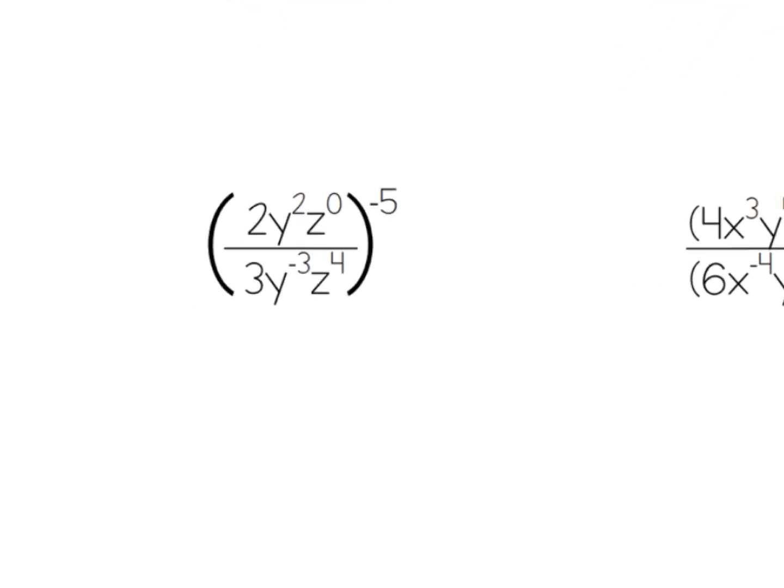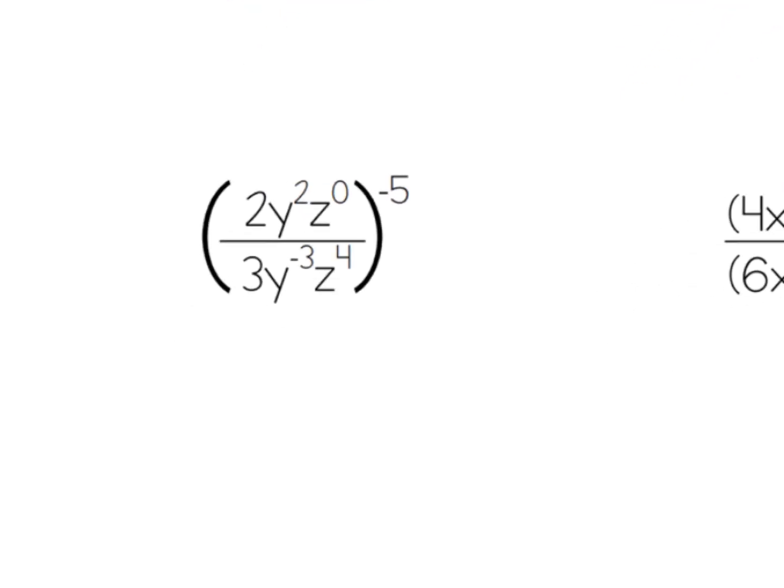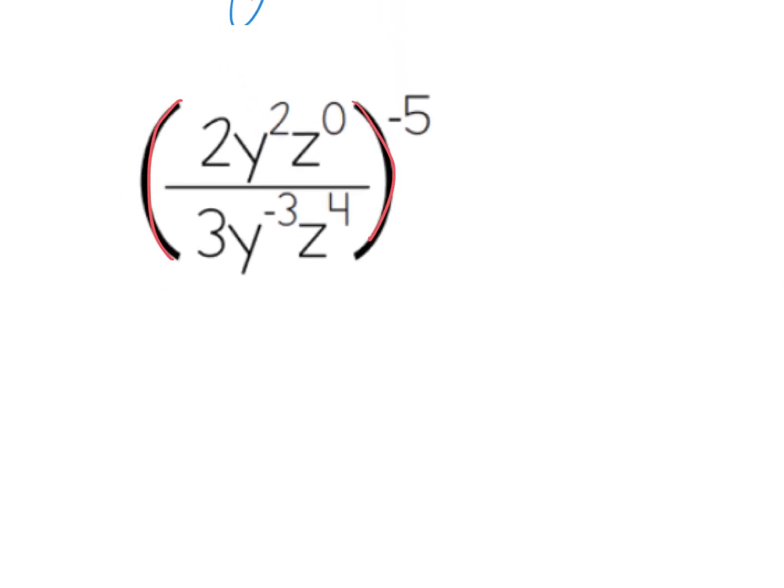All right, next one. You have a fraction raised to the power of negative 5. There's a parenthesis, so there's two ways for you to do this. You can take the numerator and raise to the power of negative 5, and then take the denominator raised to the power of negative 5 and then simplify. Or you can simplify first, because of PEMDAS, you can do the parenthesis. You can simplify everything in the parenthesis, and then you do the exponent. So let's simplify them first.